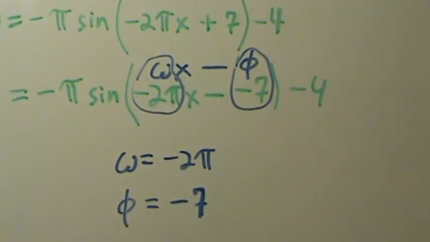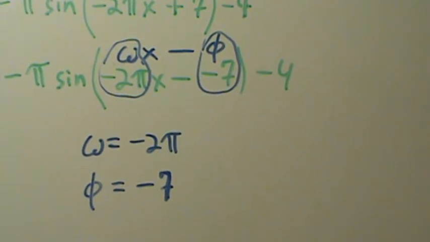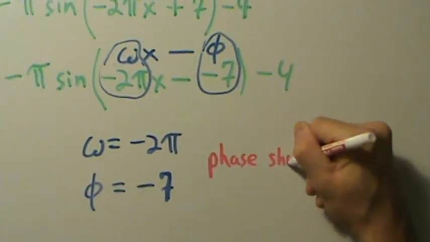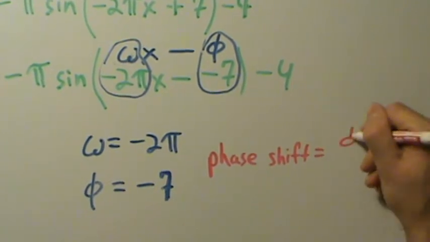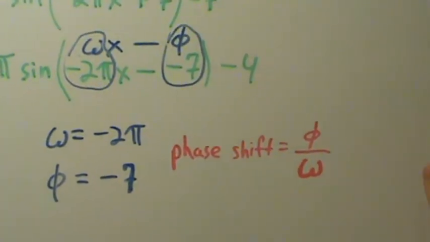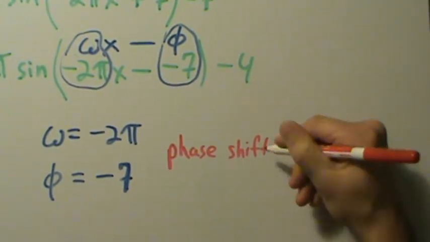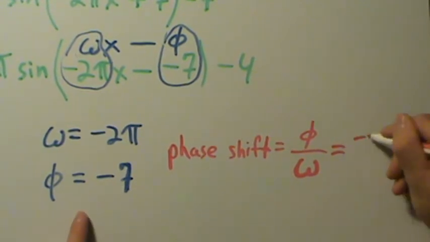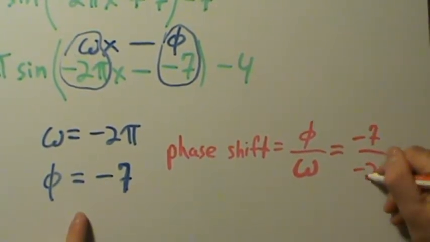Okay, so now what's the phase shift? So phase shift is the same as it's been. Phase shift equals phi over omega, no absolute values. Okay, be very, very careful about that. No absolute values here for the way that we're talking about it. Okay, so phase shift equals phi over omega, which is negative 7 over negative 2 pi.